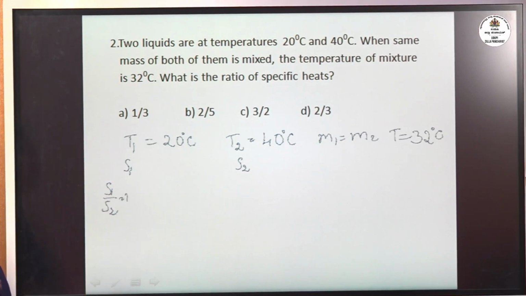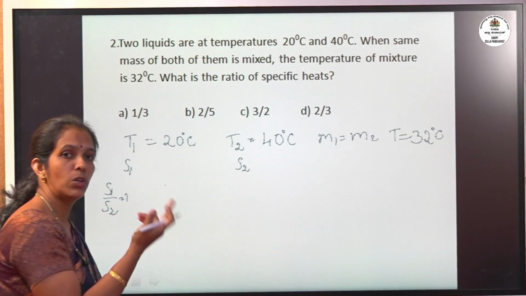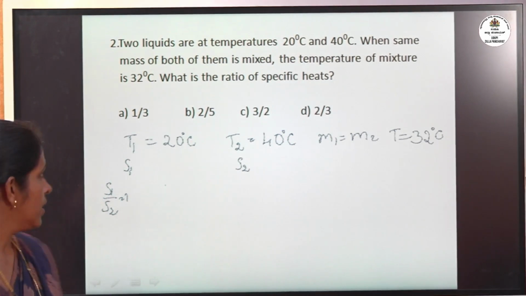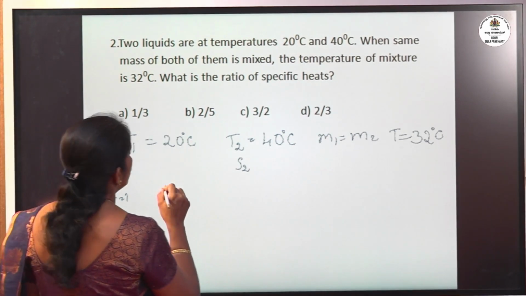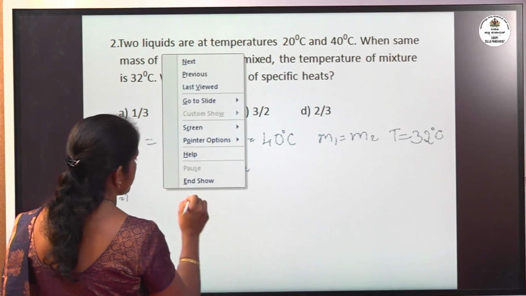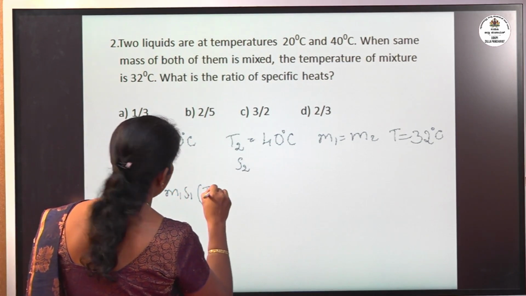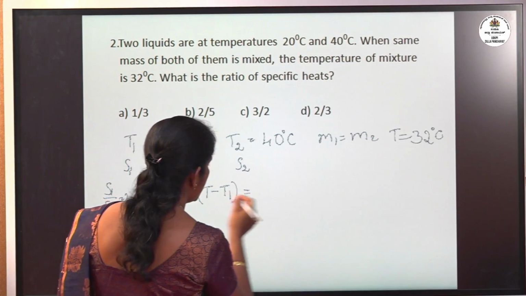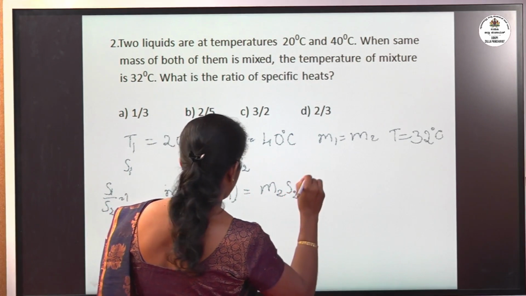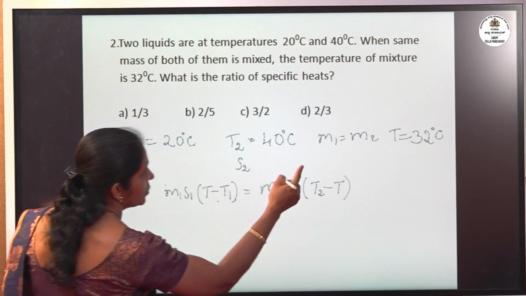Using the same pattern as in the previous case, heat lost by the hot body is equal to heat gained by the cold body when there is no loss of heat. Heat lost by the hot body and heat gained by the cold body are equal in magnitude. That is, heat lost, M1 S1 into (T minus T1), is equal to heat absorbed by the cold body. M1 and M2 are equal.